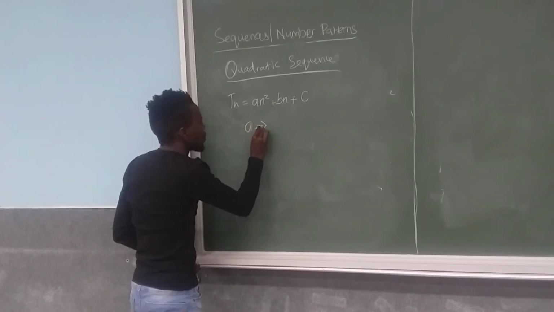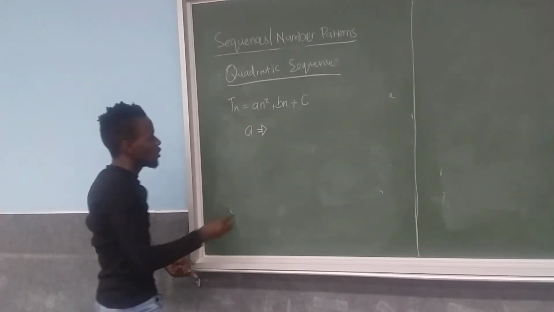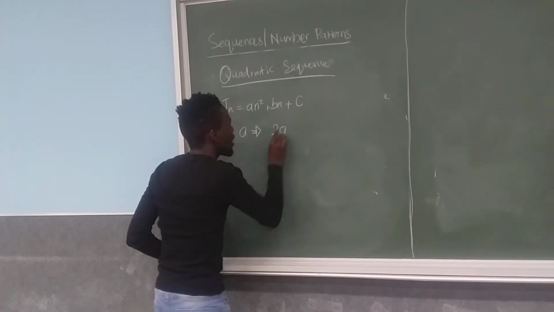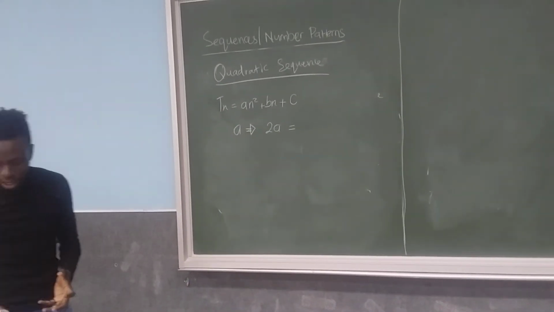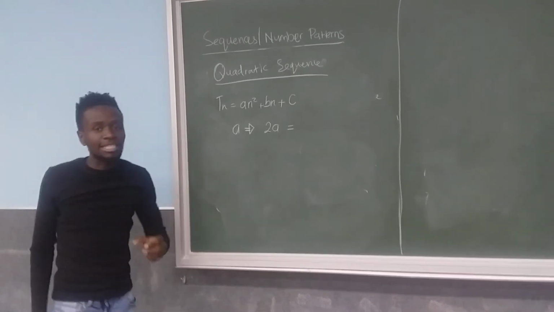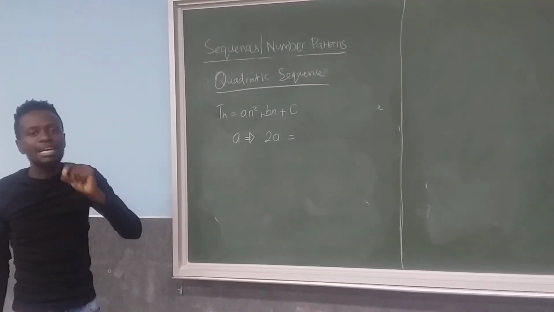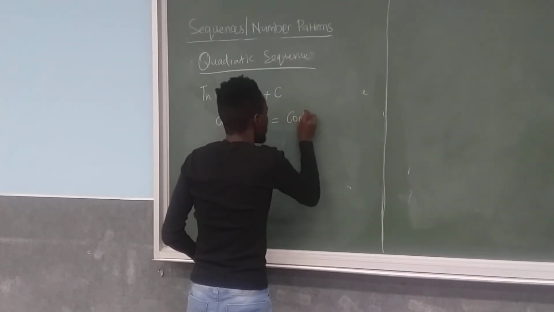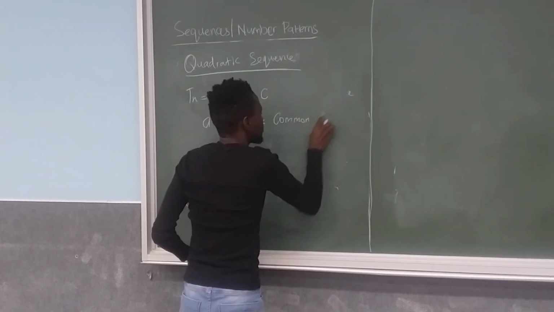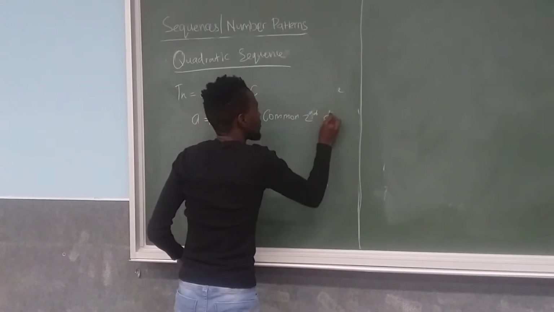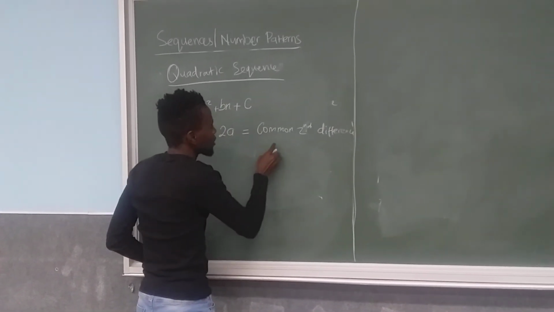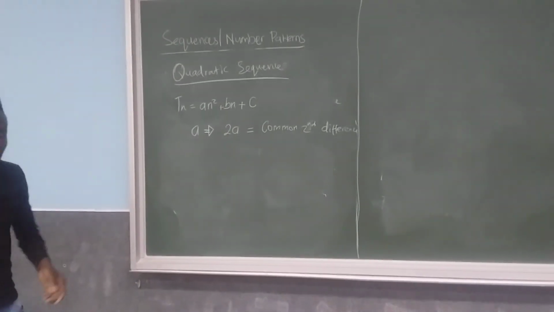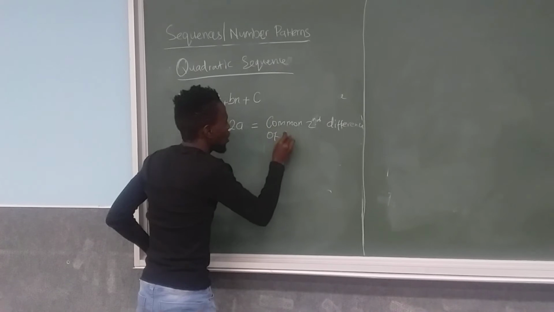Okay? So we are going to find our A from the special formula, which is 2A is equal to the common second difference, that constant that we are going to find in our second difference. So our A is found from the common second difference of the sequence.